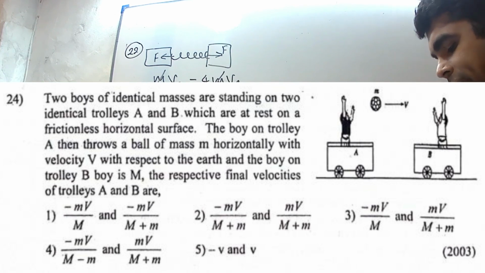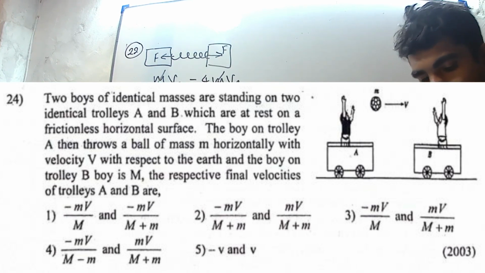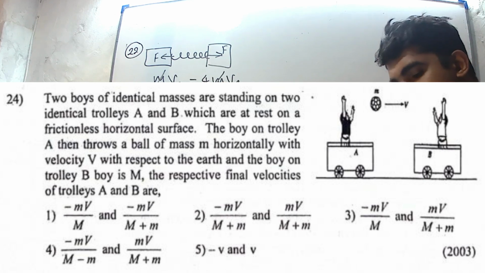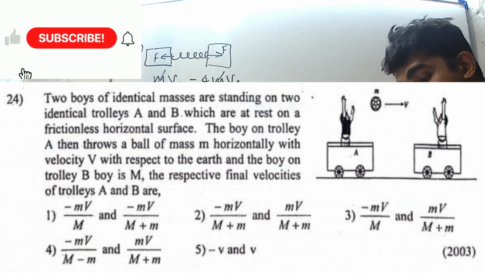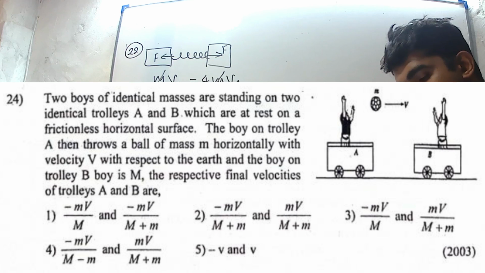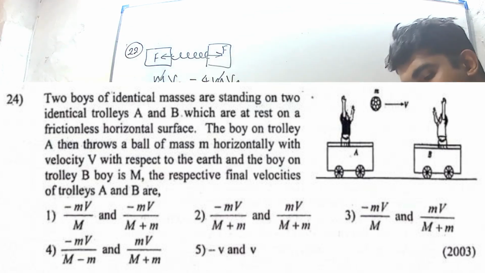Then question number 24. Two boys of identical masses are standing on two identical trolleys A and B, which are at rest on a frictionless surface. The boy on trolley A throws a ball of mass m horizontally with velocity V with respect to the earth. Boy on trolley B catches the ball. The respective final velocities of trolleys A and B are.